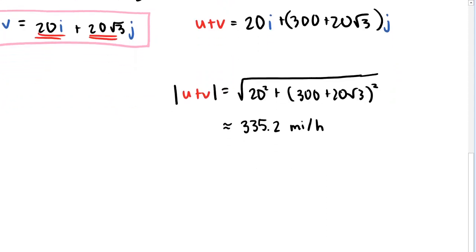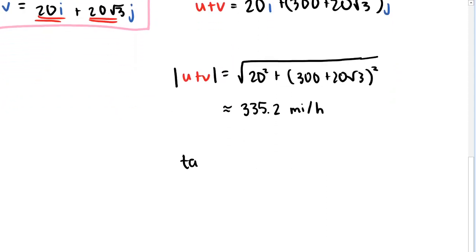And then here we can use tangent inverse to find the angle of our vector. So this is tangent inverse of, well, we would take the vertical component, 300 plus 20 square root 3, divided by the horizontal component, right? So this is 20.